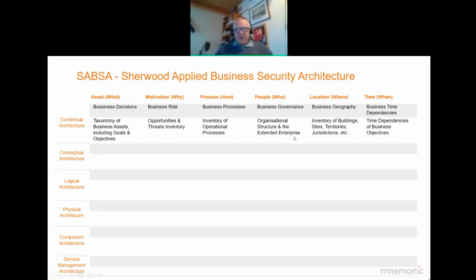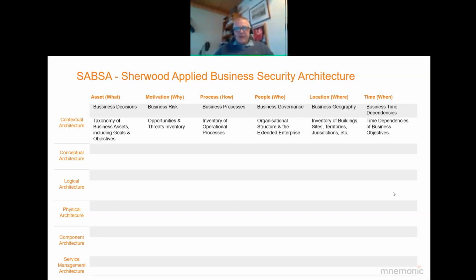And this is the framework. I'm not going to go into lots of detail on this, but I'd like to give you the rough outline of how it works. As you can see, there are 6 verticals represented by various questions: what, why, how, who, where, and when. And there are 6 horizontals, which take us through the levels of detail from the contextual picture of the enterprise all the way down to component architecture.